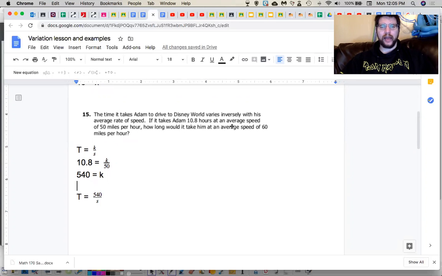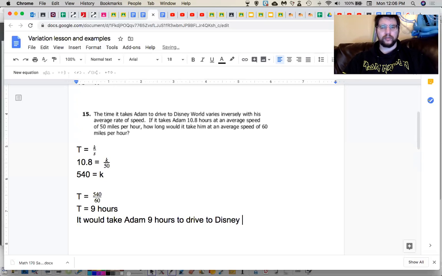How long would it take them at an average speed of 60 miles per hour? So I'm going to replace that S with a 60, and that's going to be another easy problem. 540 over 60 is 9. So t equals 9 hours. Since it is a word problem, I'm going to write an answer statement. It would take Adam 9 hours to drive to Disney World if his average speed was 60 miles per hour.